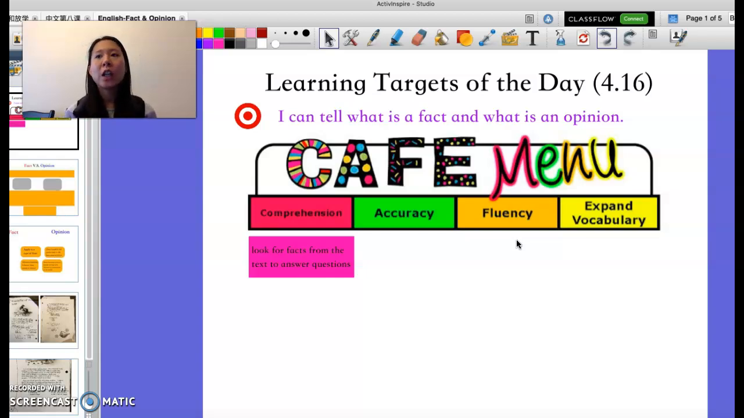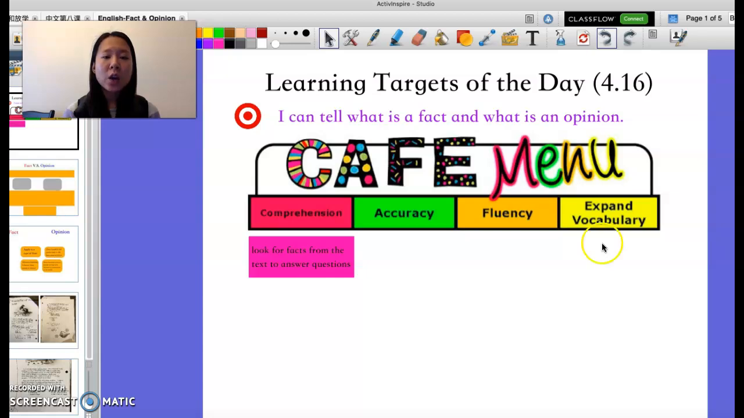So you're not reading like, my cat is a girl. You're reading with like, I have a cat who is a girl. Her name is Mimi. You're reading like that. And then expand vocabulary means you are learning new words from reading books.